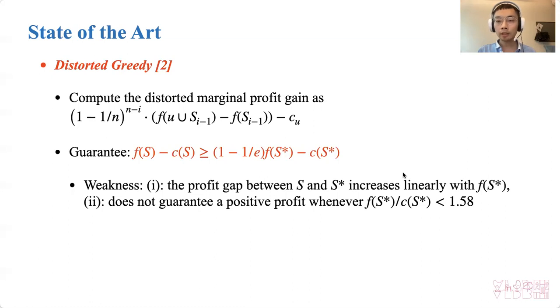However, there are two weaknesses. First, compared with the optimal solution S*, distorted greedy pays an extra cost linear to f(S*) in the worst case, which is rather unfavorable when f(S*) is large. Further, when f(S*) over c(S*) is smaller than 1.58, distorted greedy doesn't even guarantee a positive profit.